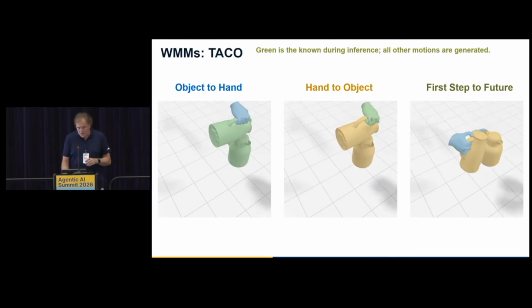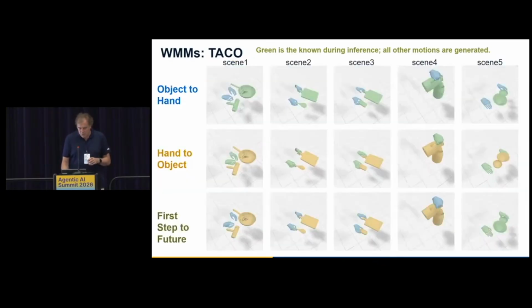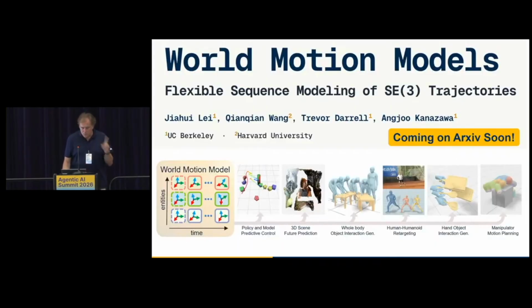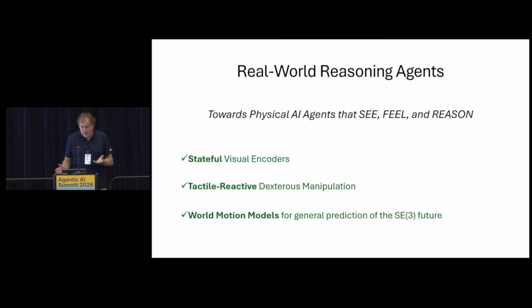So you've seen quite a diversity of different projects. This is world motion models. It'll be on arXiv soon. Keep your eye out for that. And I only showed you a few of the applications. Others are hinted at on the bottom of the slide. Very general model, very cool. That's all I wanted to cover today, give you a teaser on 3 great projects at Berkeley that see, feel, and reason in motion about the real world.